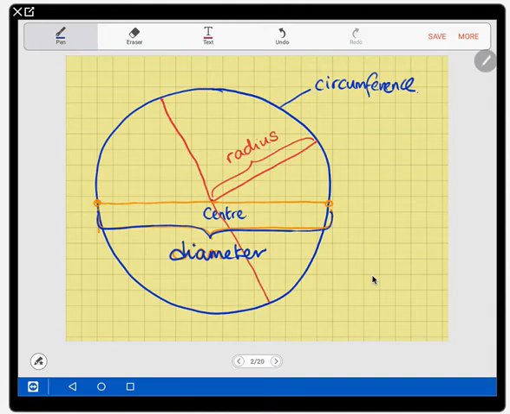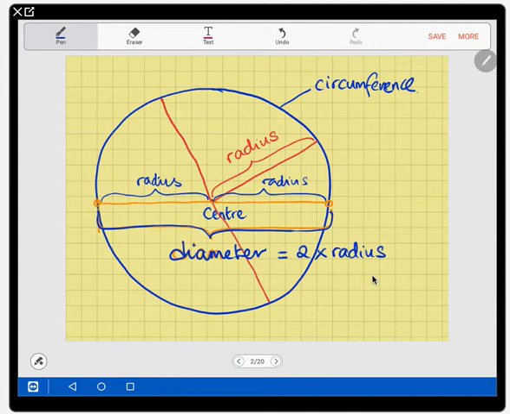And the diameter is always equal to 2 times the radius. It's twice, right? So this is a radius and this is also a radius. So we have 2 radii here. So the diameter is always equal to twice the radius. Okay, that's what we need to understand a bit about circles.